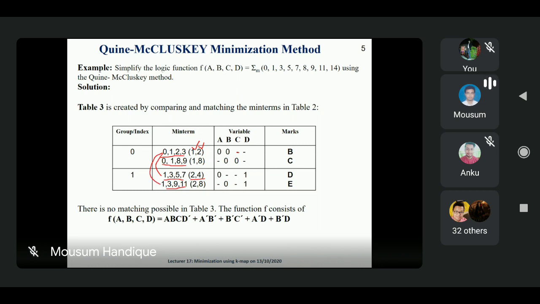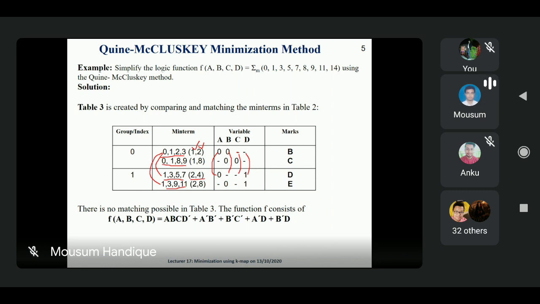But is it possible? See here, if we are comparing 0, 1, 2, 3 with 1, 3, 5, 7, at that time what happens? See here, this one is 0, yes, okay. But this one is 1 difference. This one is the same. But this one also differs. So it is more than 1 difference. So 0, 1, 2, 3 and 5, 7, we cannot compare.